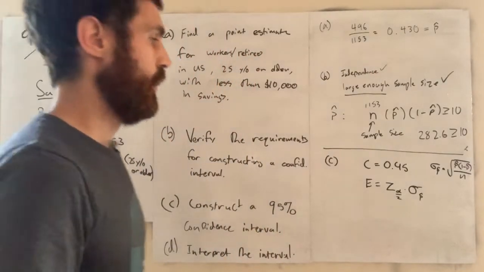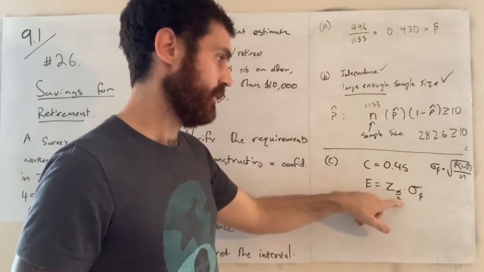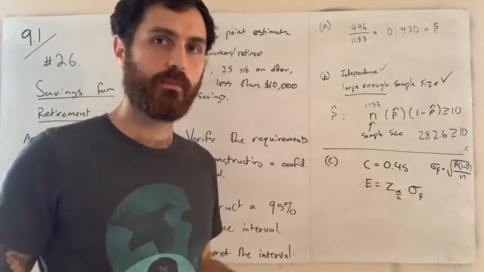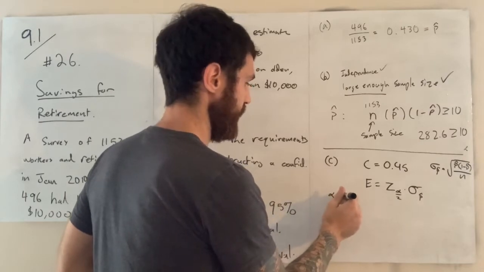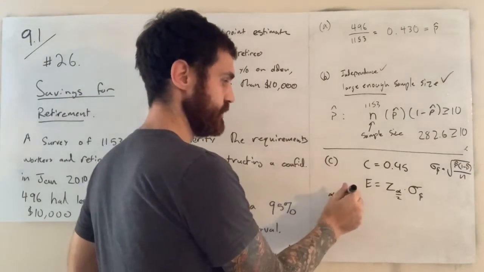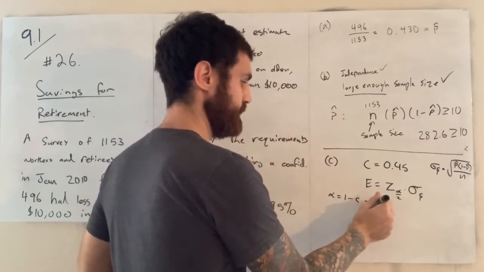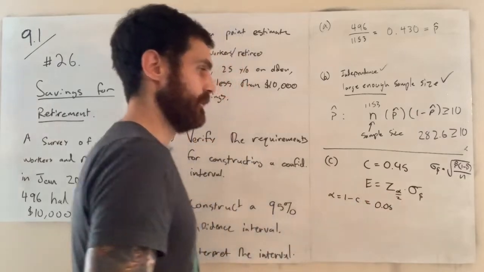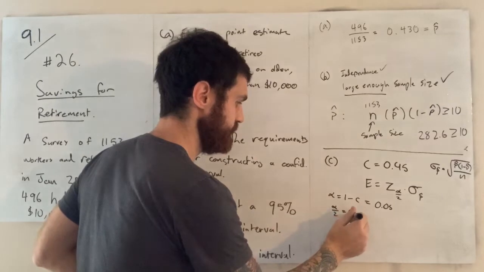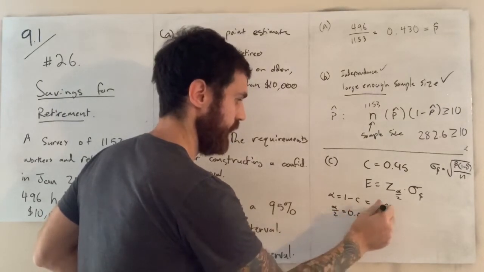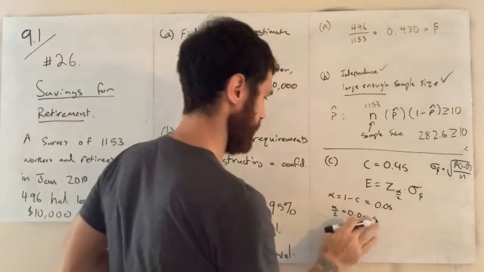Okay? Now, how do we find the z sub alpha over 2? Well, that's going to be determined by our confidence. If you pick a confidence, then you can find what the alpha is. It's just going to be 1 minus the confidence. And so our alpha is equal to 0.05. And so if you divide that by 2, alpha over 2, you're going to get 0.025. Sorry, I put an extra 0 in there.